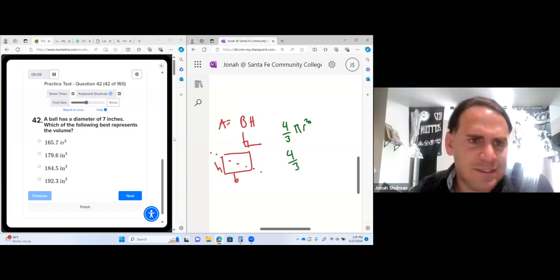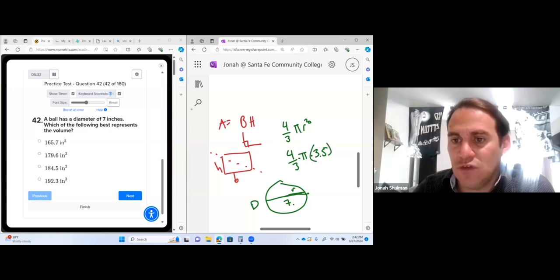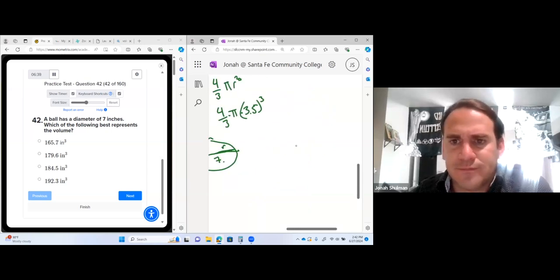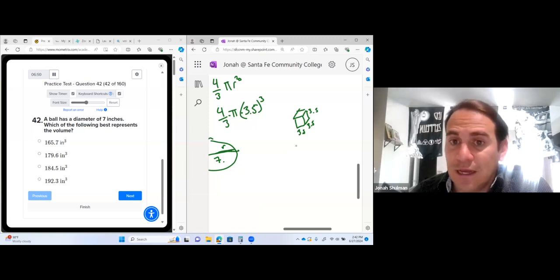So it's 4/3, but 7 is the diameter, which is all the way across, and we just want the radius. The diameter goes all the way across; the radius is half that. So it's 4/3 times pi times 3.5, because if I cut 7 in half, I get 3.5, and I have to cube that. Cube is just like the squared, okay? It's 3.5 times 3.5 times 3.5 times 4/3 times pi.